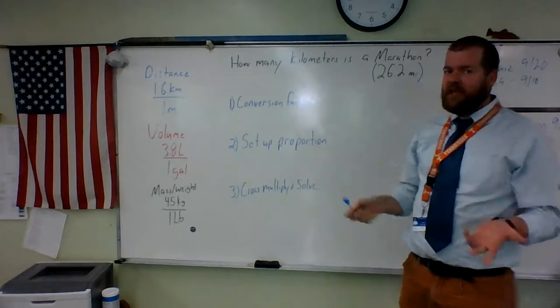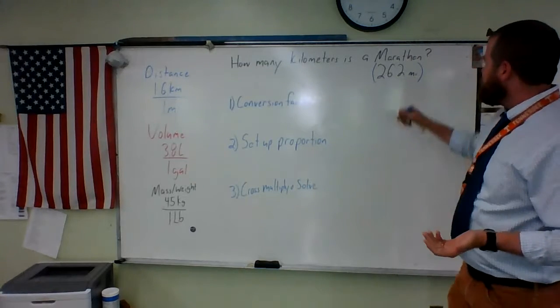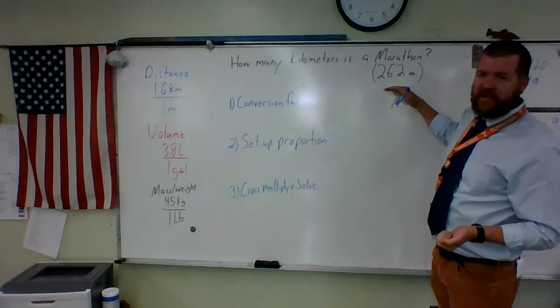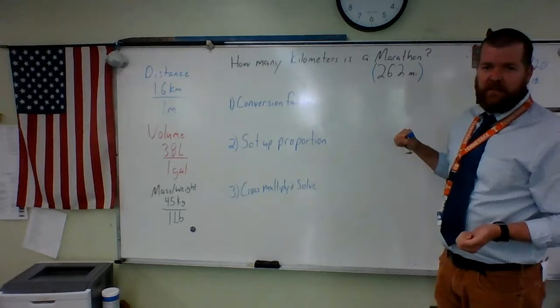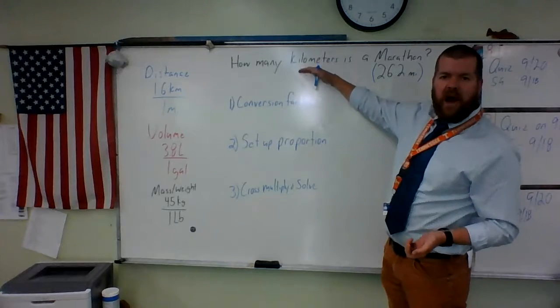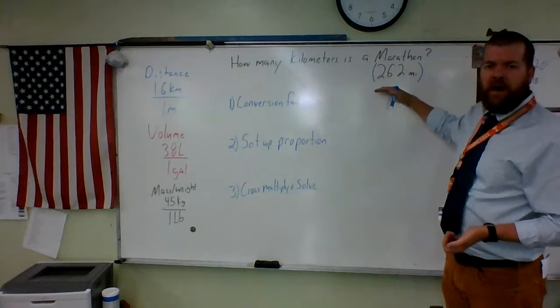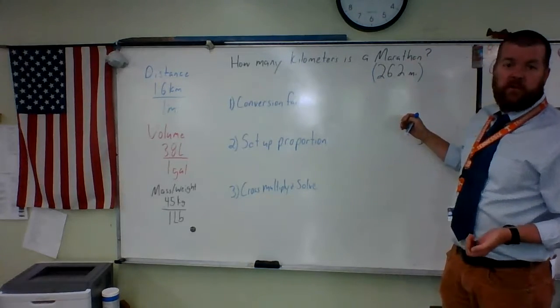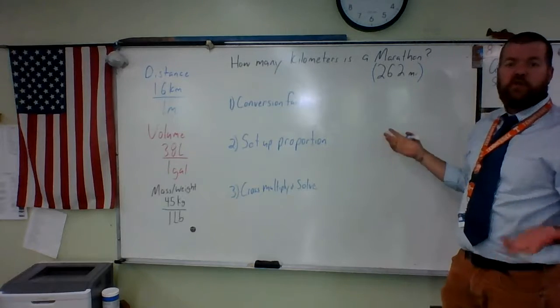Today I'm here to help you work out some metric to standard conversion problems. Now today we're actually going to be working on a conversion problem that's going from the standard or empirical system into the metric system. So to do this, we're going to try to figure out how many kilometers there are in one marathon. Now, a marathon, for those of you who don't know, is 26.2 miles.